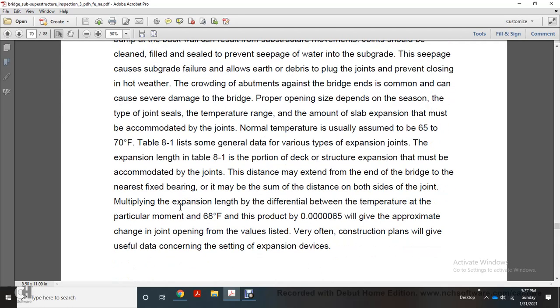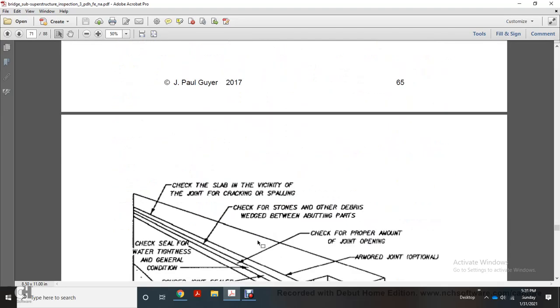Structure expansion must be accommodated with the joint, but the distance may extend toward the end of the bridge near the fixed bearing. There may be some of the distance on both sides of the joint. Multiplying the expansion length by the difference between the temperature and the particular movement at 68 degrees Fahrenheit produces an approximate change of the joint. Very often construction plans will give useful data concerning the expansion devices.